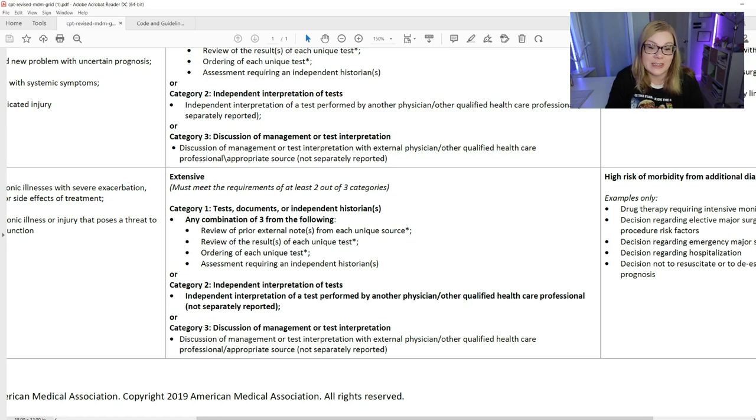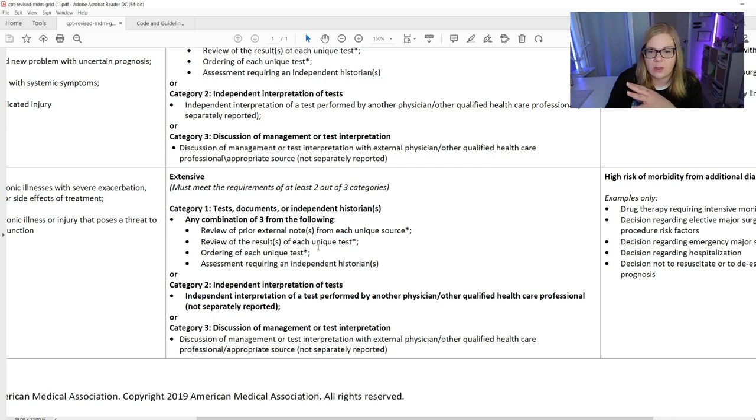Category two is independent interpretation of tests. That is independent interpretation of a test performed by another physician or qualified healthcare professional, again, not separately reported. Now, if you do something like a point of care test, like a pregnancy test, where you're just looking at and analyzing the results, it's either positive or negative, you either get credit for ordering or you get credit for reviewing that test. You can't get credit for both. So if you're not billing out for interpreting that test, you can count it for part of your E&M service.